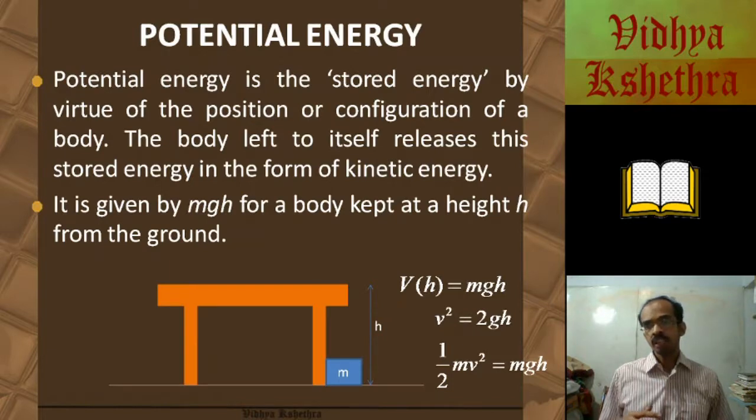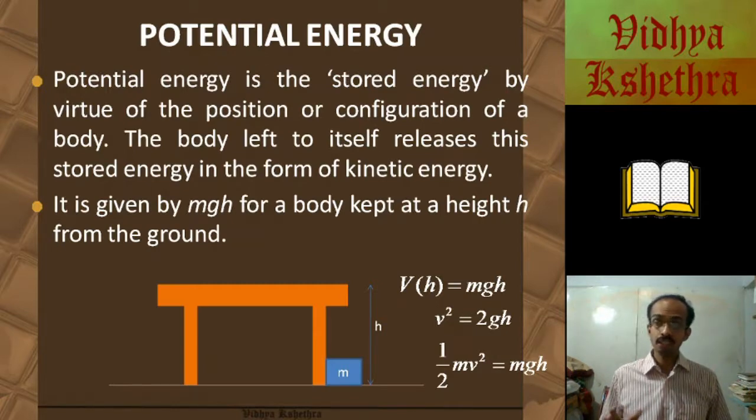from the equations of motion, which is v² - u² = 2as, v² is equal to 2gh, since the initial velocity is 0 and a is equivalent to the acceleration due to gravity, which is g. So v² = 2gh. On multiplying both sides by mass, we get ½mv² = mgh. That is, kinetic energy is equal to potential energy.